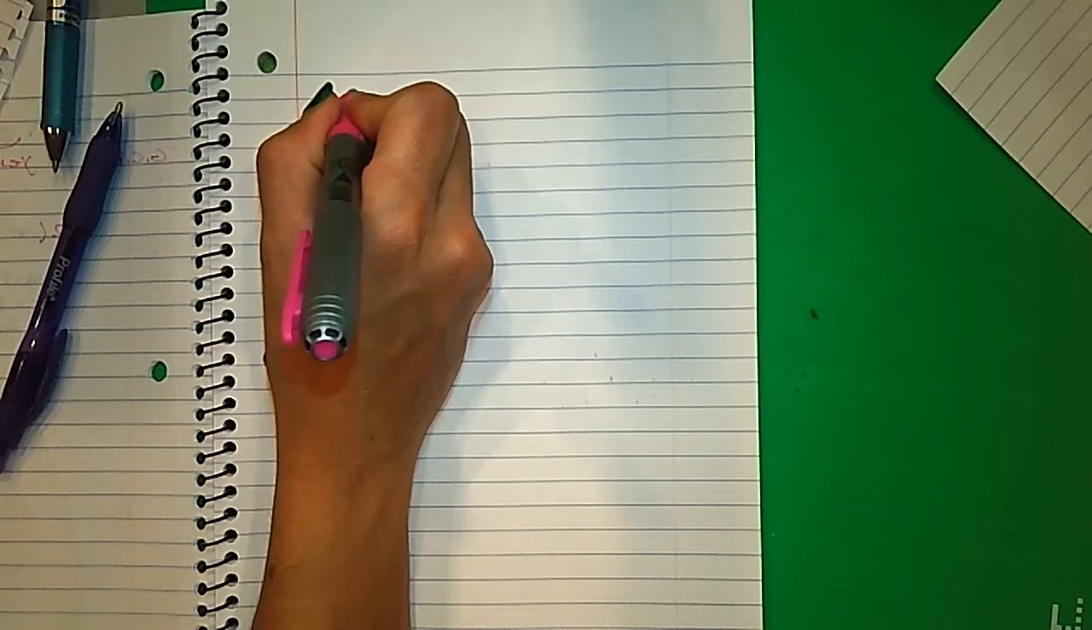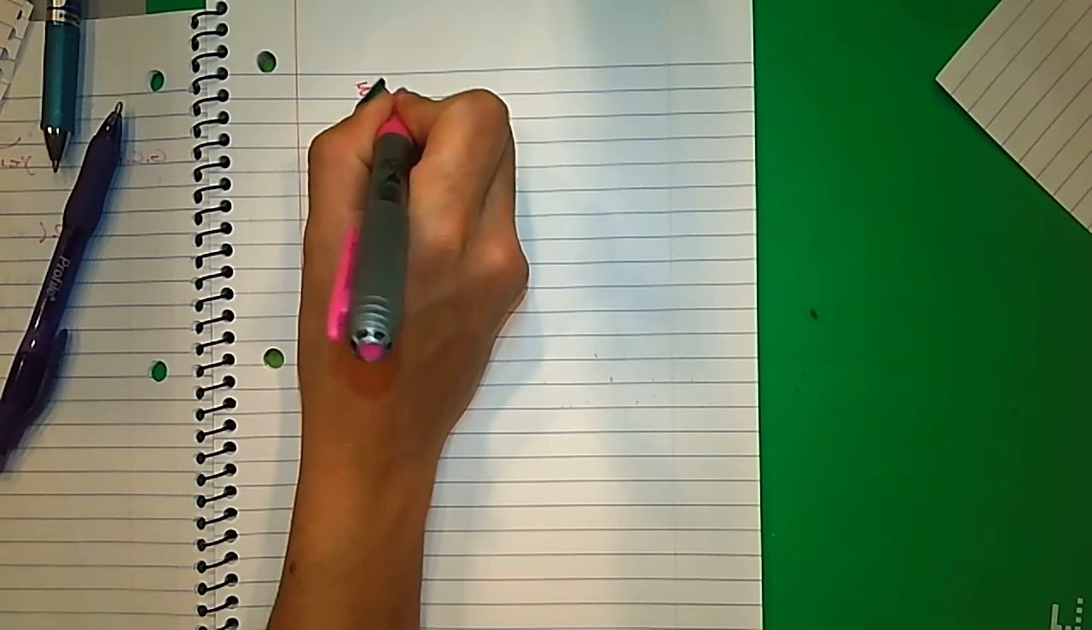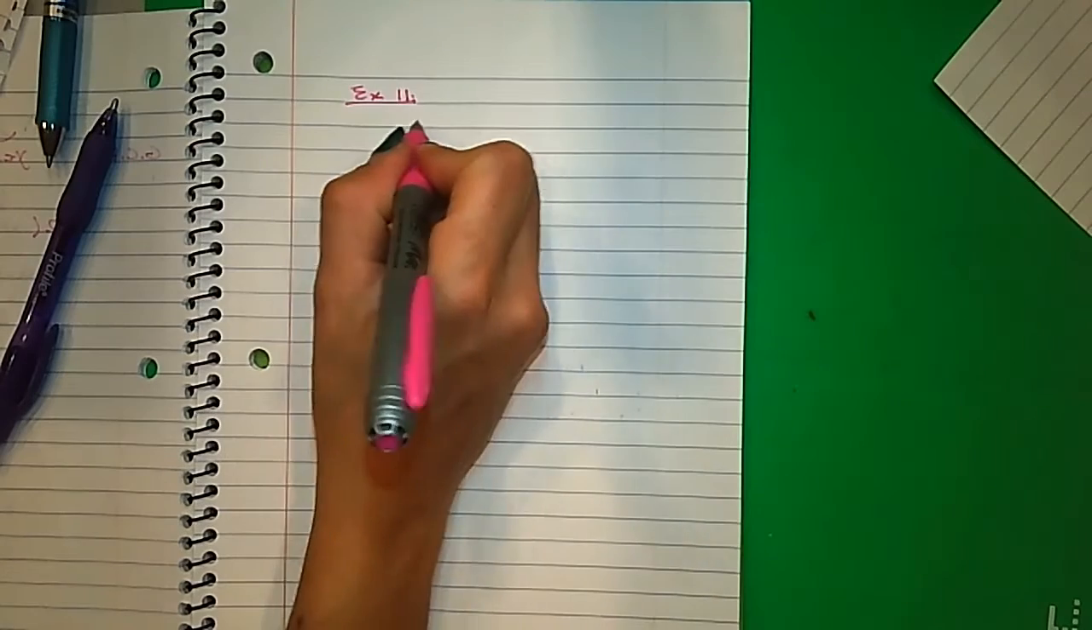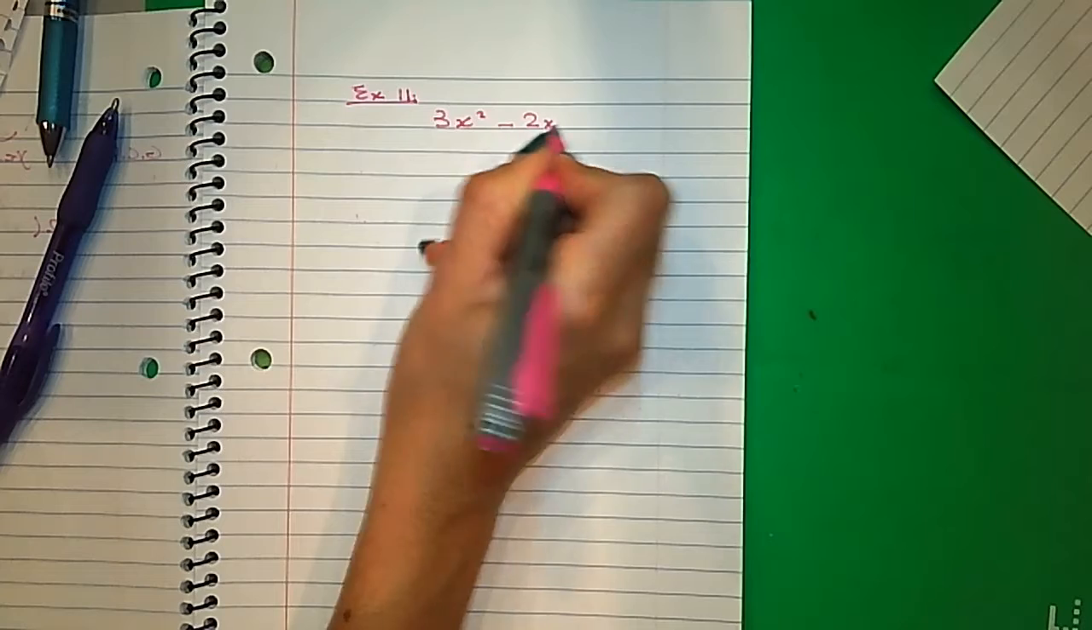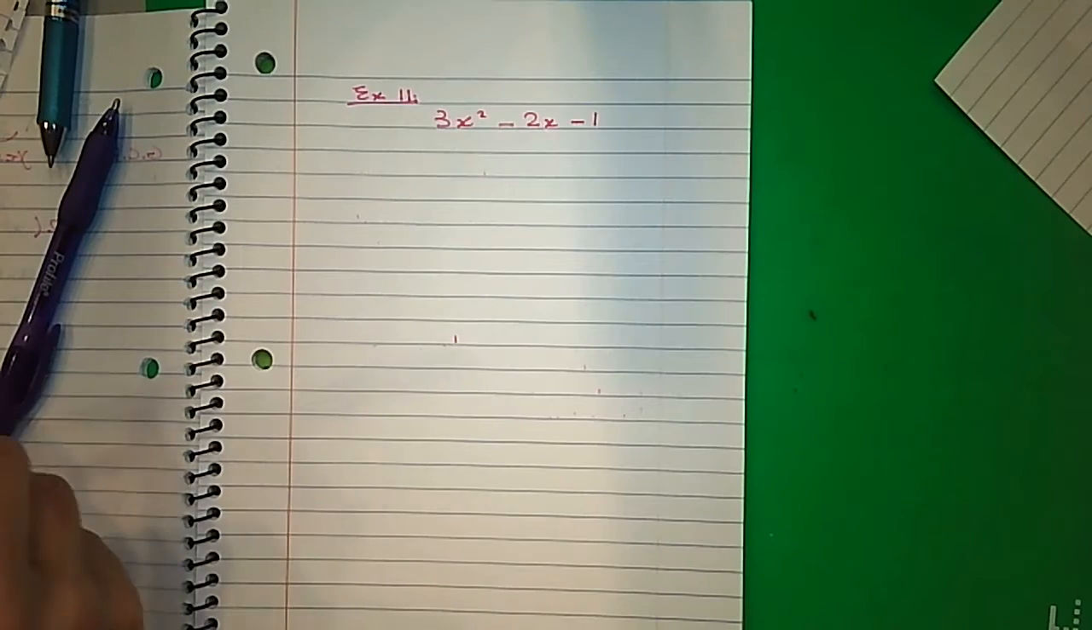Hello again. So, let's go ahead and finish the diamond method. We're going to do example number 11, and the example will be 3x squared minus 2x minus 1.